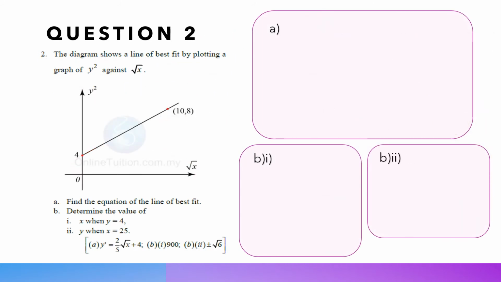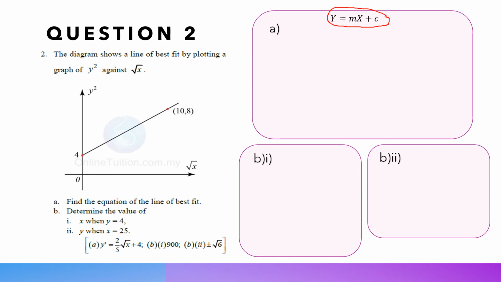The diagram shows a line of best fit by plotting a graph of y squared against square root x. Okay, now in this part, you see the y-axis. Normally the y-axis should be y and the x-axis should be x. So now the y-axis is y squared, the x-axis is square root x. The first step you need to do is write the equation form. Always remember this: when there is a capital Y or capital X, it doesn't have to be Y or X. It can be Y over X, it can be log Y.